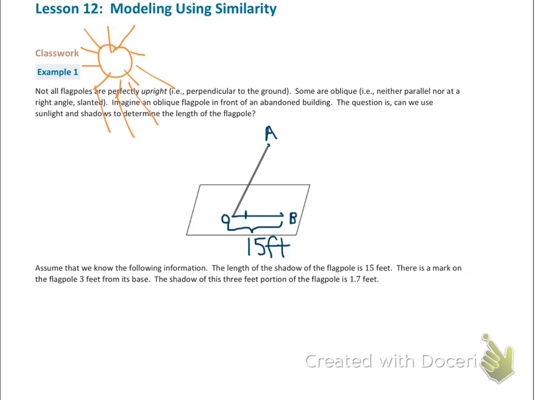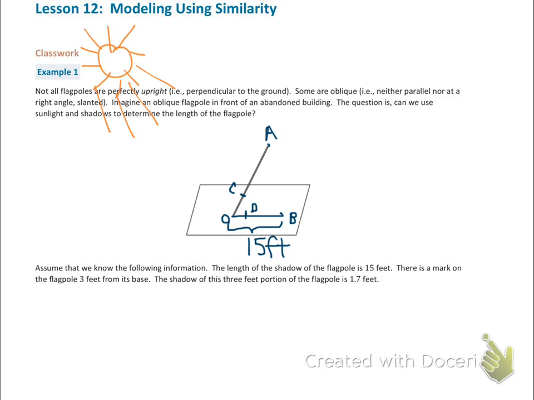And then we have a point on the flagpole. This is our 3-foot mark. And then it casts a shadow also. So we'll say that this point is where the shadow is cast there. We'll call this point D. This way we can name all of the ratios.